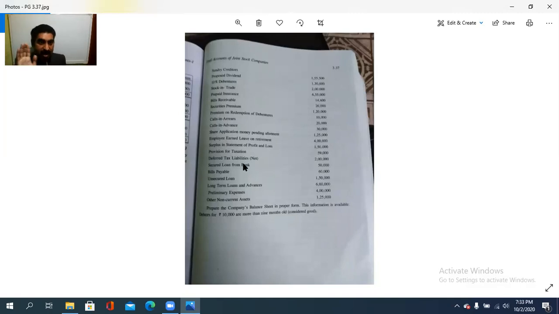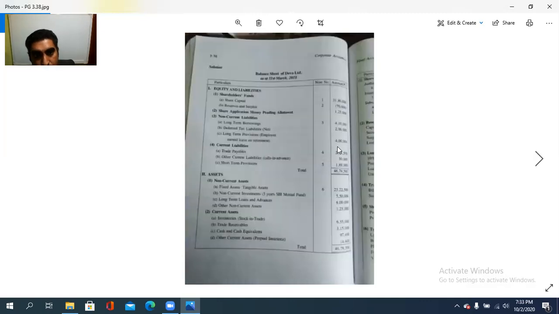5 lakh is the issued capital, 4 lakh is the subscribed capital. Take the difference, 1 lakh divided by 10 face value. So how much? 10,000. 10,000 into that not called portion, that is calls in arrear, isn't it? So calls in advance 30,000, that is to be put here.